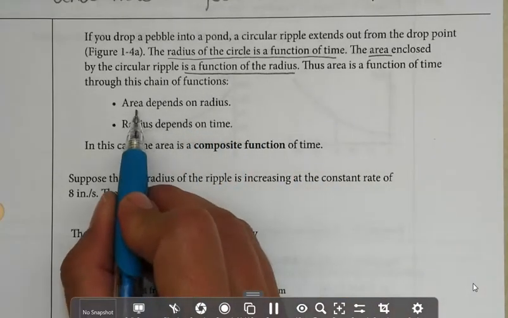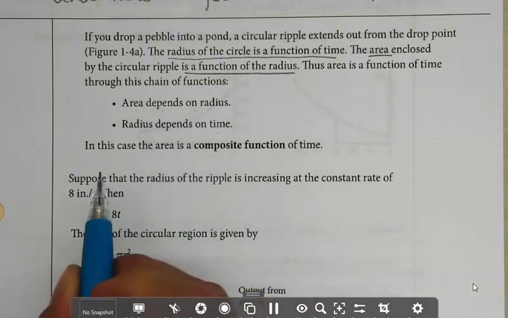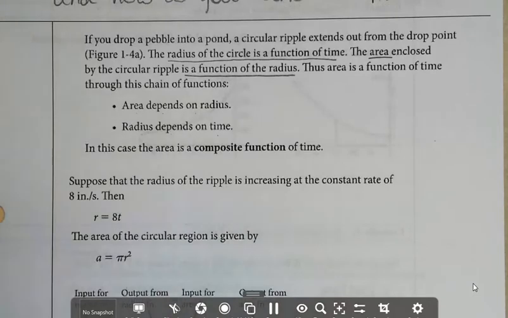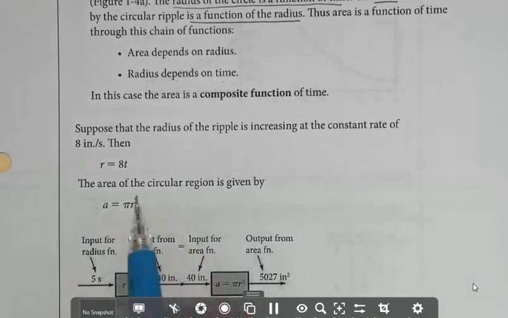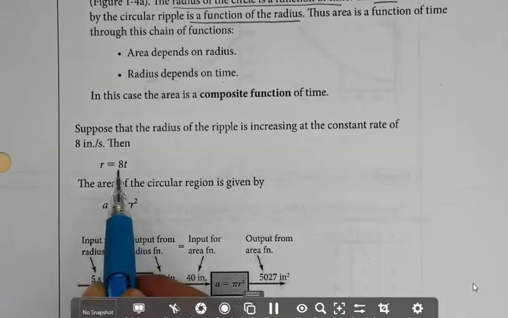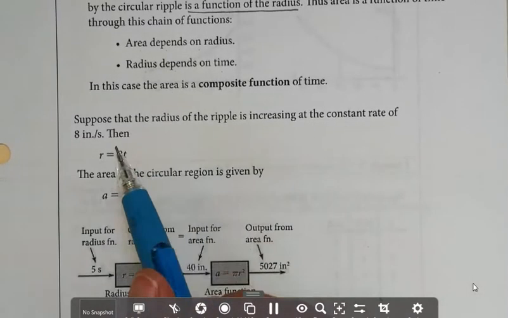So we know that area depends on radius. We know that radius depends on time. So in this case, the area is a composite function of time. That's what a composite function is: putting two functions together, one inside of the other, right? Because we know that the area is a function of time, instead of putting r here, I could think of it as 8t. Okay, so this is just an example.